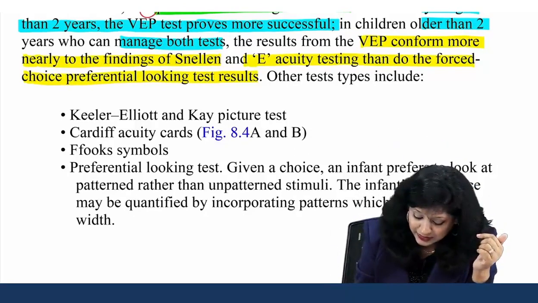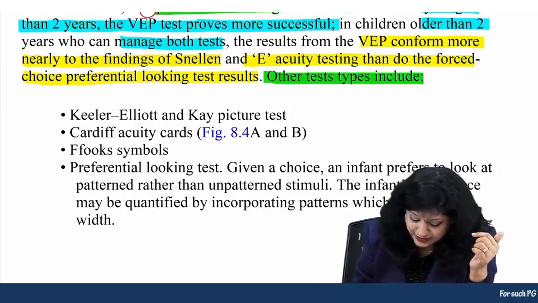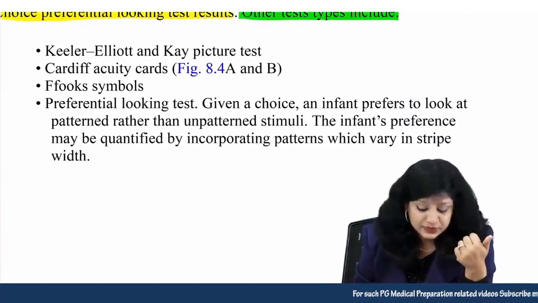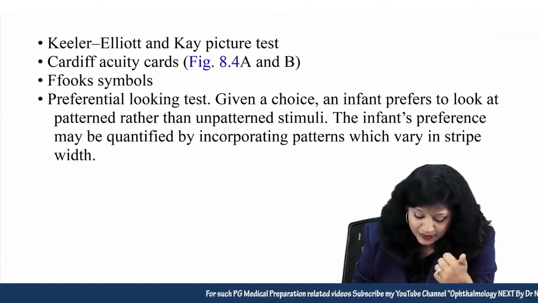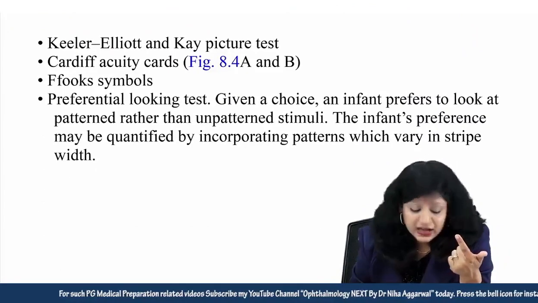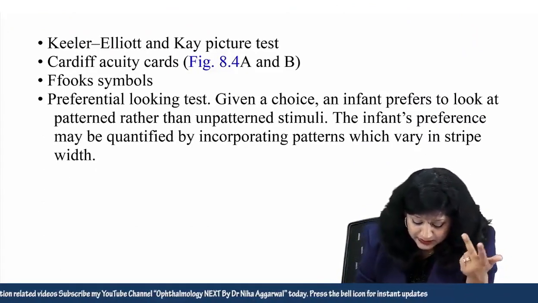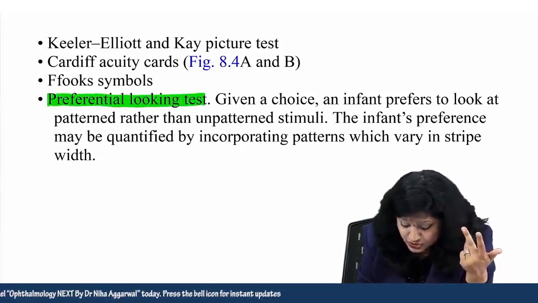Now talking about the other tests. What are the other test types? So you should know the names. We have got the Keeler, Elliott and K picture test. We have got the Cardiff acuity cards. We have got the Fuchs symbols. We also have the preferential looking test.